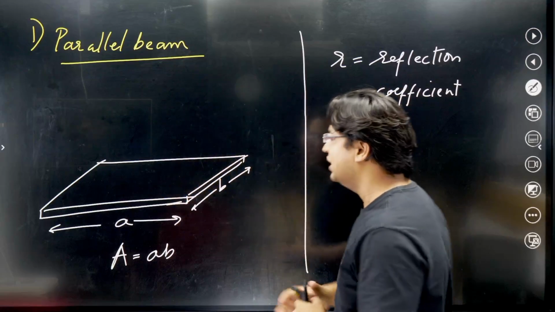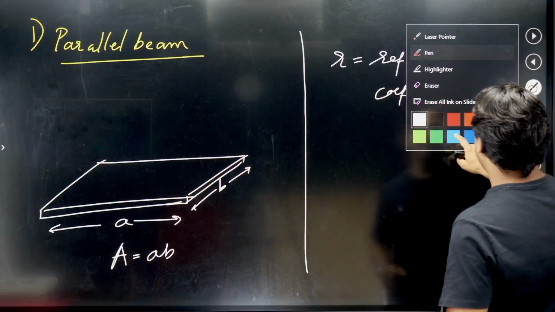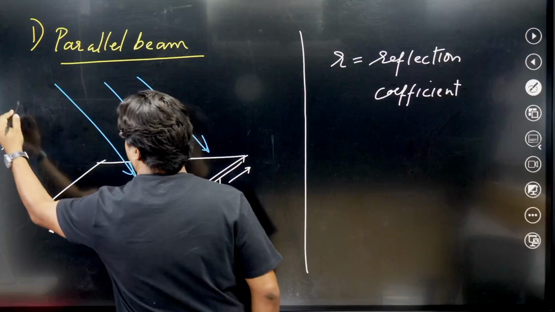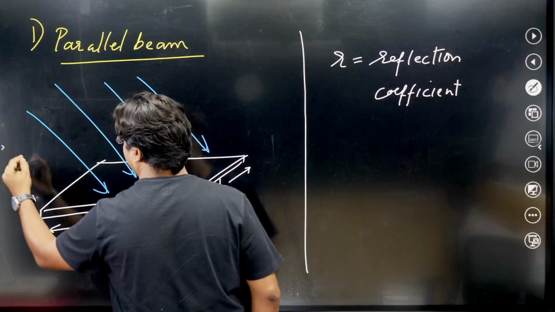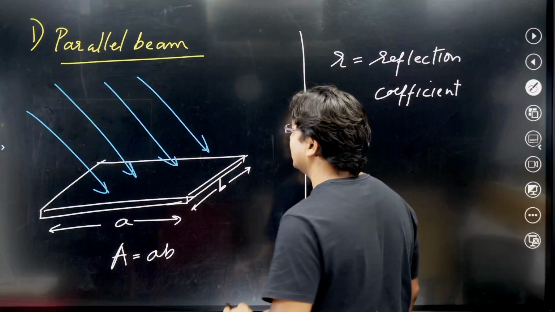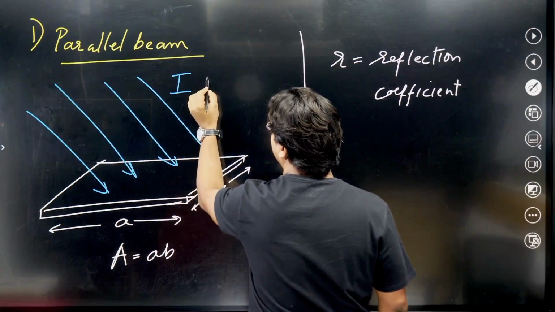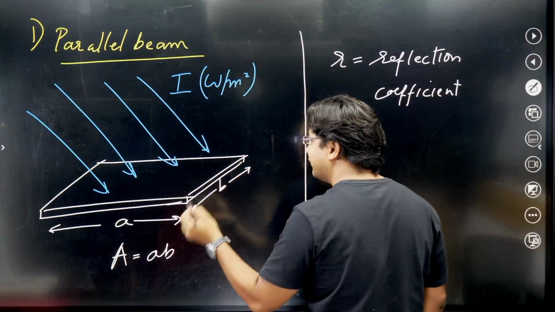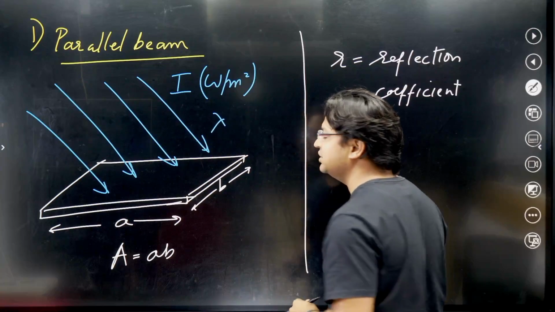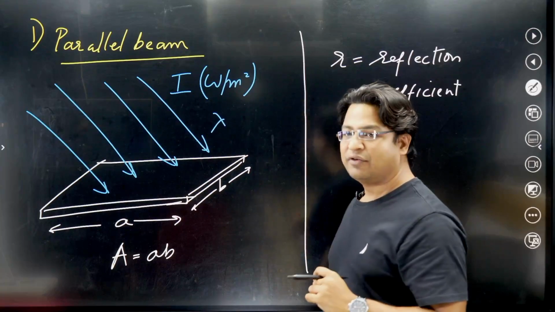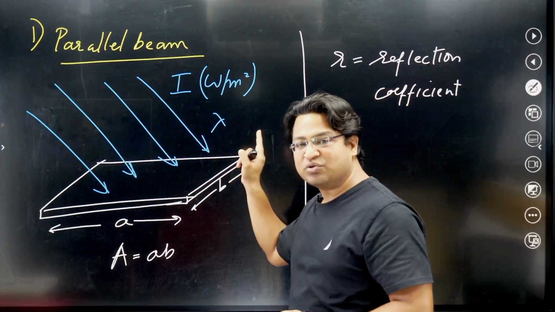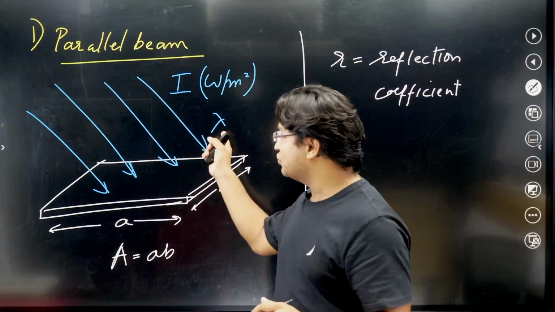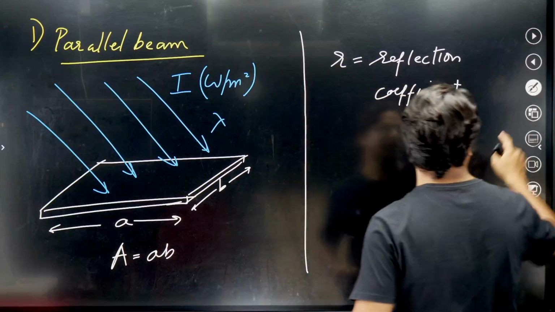This is my object, and I intend to make a parallel beam of light incident on this plate. The intensity of this beam would be given to us. So intensity is watt per meter square, and for now let us assume that this beam is monochromatic. It has only one wavelength lambda. Later on we will see whether we require this condition or not.